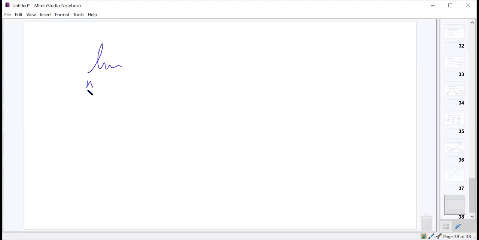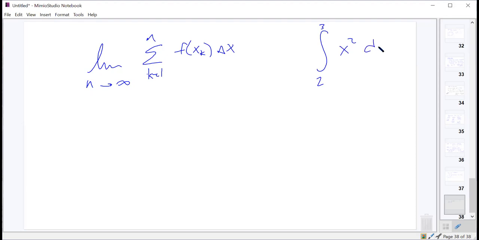The limit as n approaches infinity of the sum from k equals 1 to n of the function f of x sub k times delta x. This is what we need to be able to write out given some definite integral. So they may give you an integral from 2 to 3 of x squared dx, and they may say, write this as the limit of a Riemann sum.